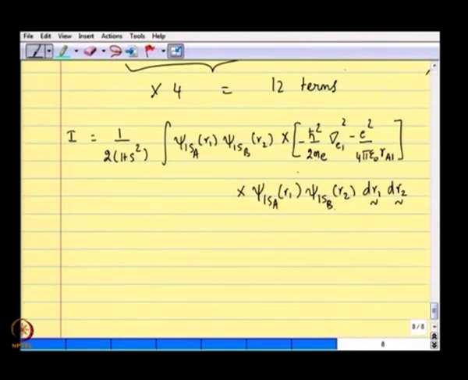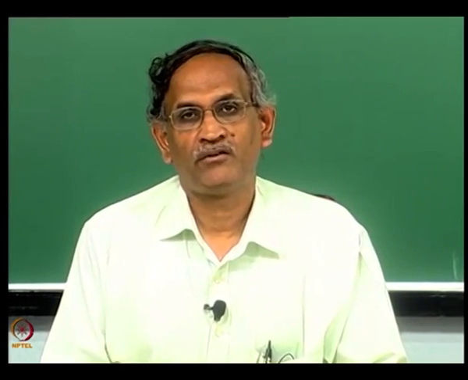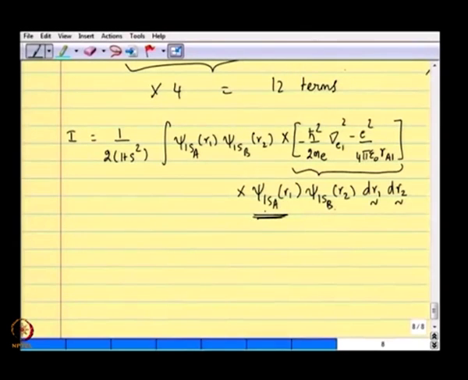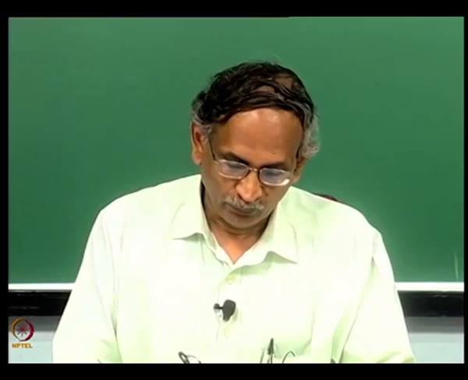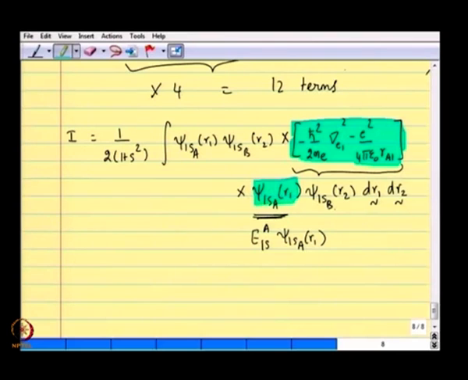It is very easy, because this is the Hamiltonian for the electron in hydrogen atom 1 acting on the wave function for the electron in hydrogen atom 1, psi 1s A(r1), which corresponds to the electron associated with atom A. Therefore this is nothing but H psi equal to E psi for the hydrogen atom, and since we involve the 1s orbital of atom A, we have E 1s A. So this will give you E 1s A times psi 1s A(r1). The Hamiltonian acting on the wave function gives you this E 1s A.